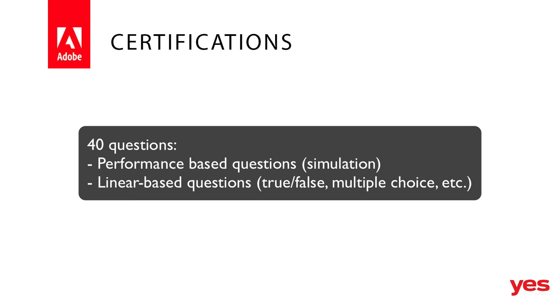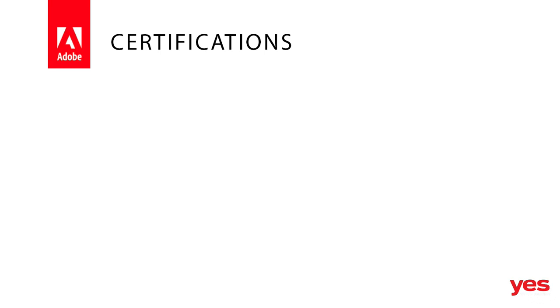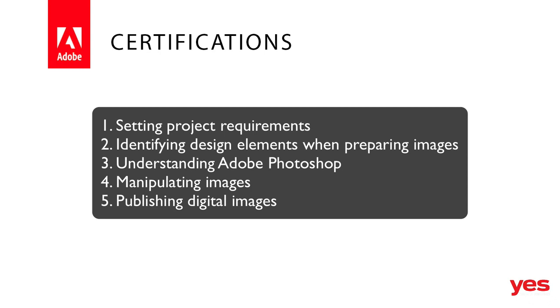way. The other type of question can be a linear-based question, which would use a traditional true-false, multiple choice, or matching format. These types of questions can be either about technical features or theoretical questions about design in general. The 5 main areas of knowledge which will be tested in this exam are setting project requirements, identifying design elements when preparing images, understanding Adobe Photoshop, manipulating images, and publishing digital images.